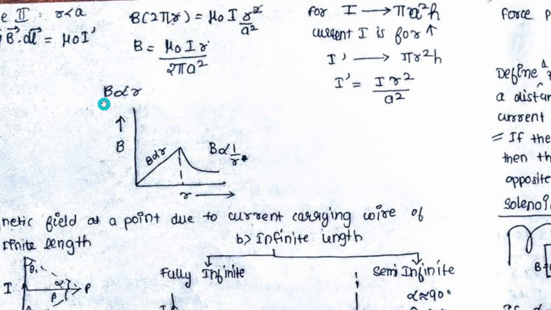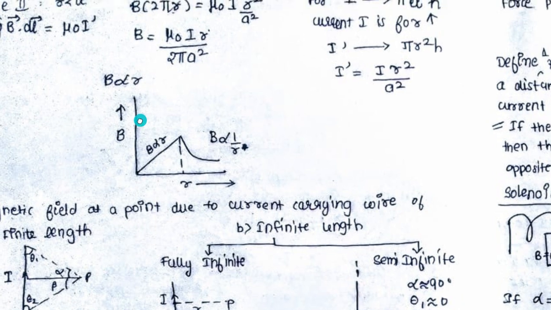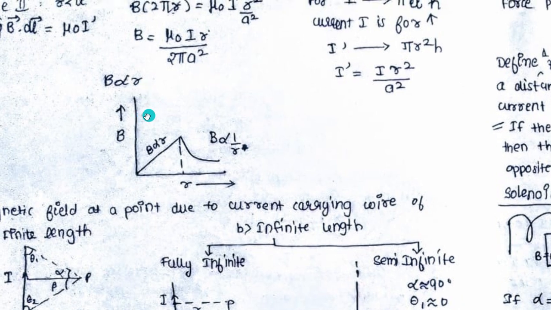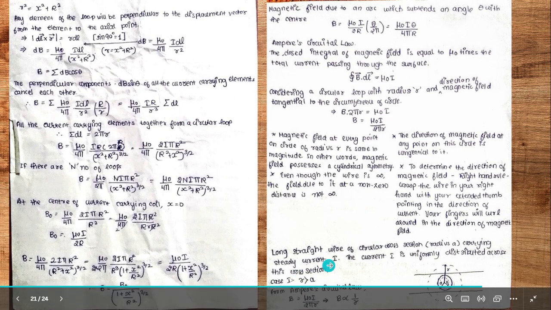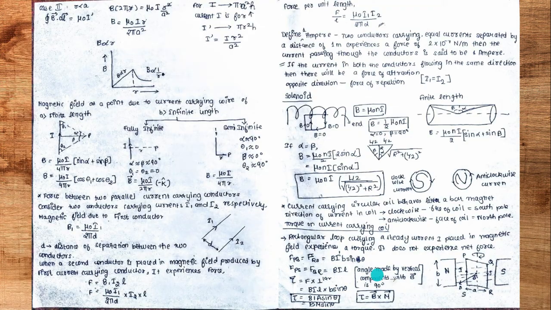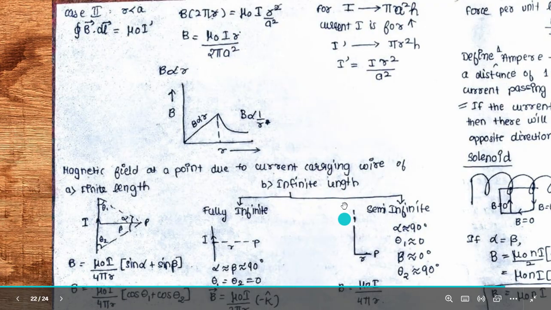Here my B is directly proportional to r. So here goes the graph for the change in the magnetic field when r is greater than a and when r is lesser than a. When r is greater than a, as we saw in the first case, B is inversely proportional to r. And if r is lesser than a, then B is directly proportional to r.